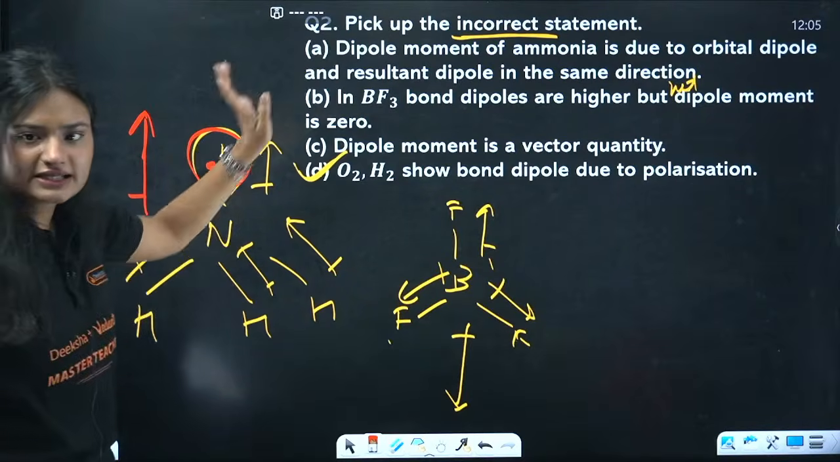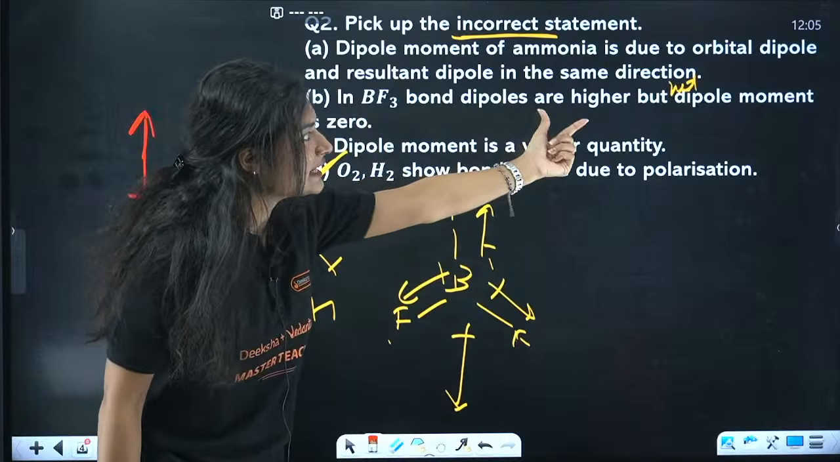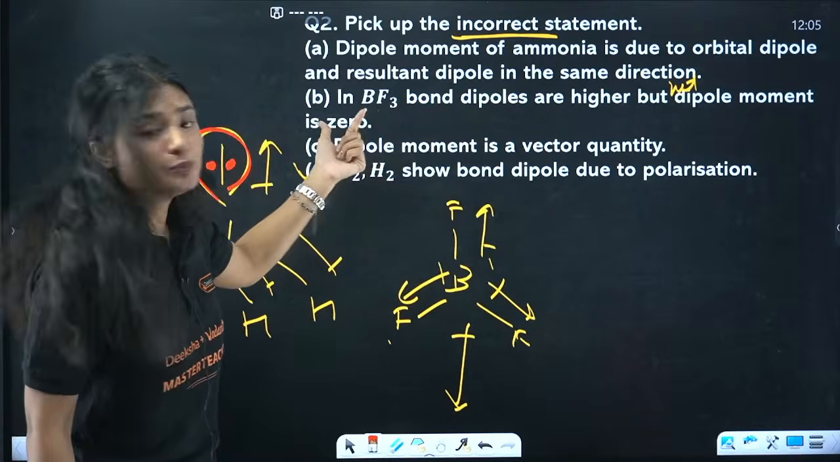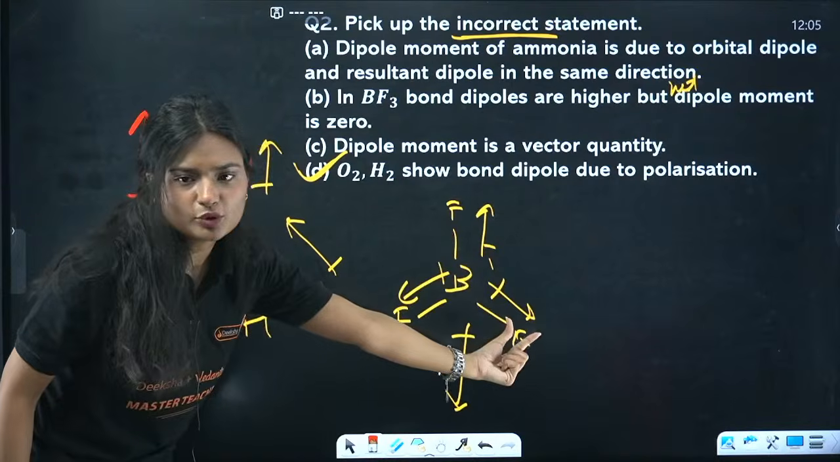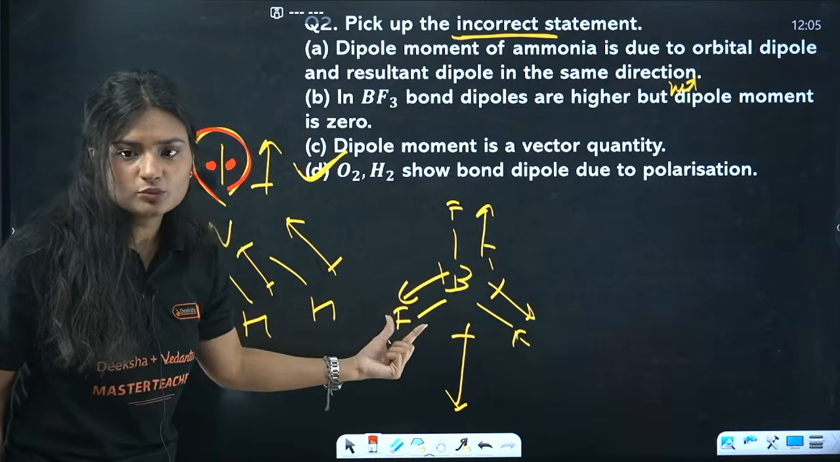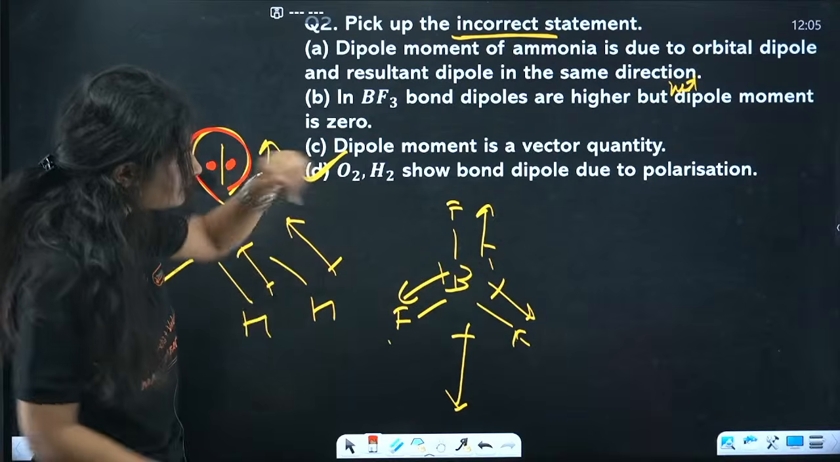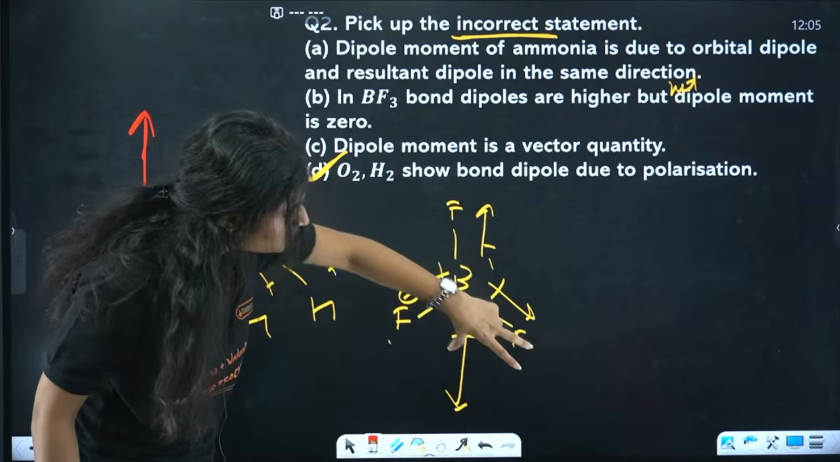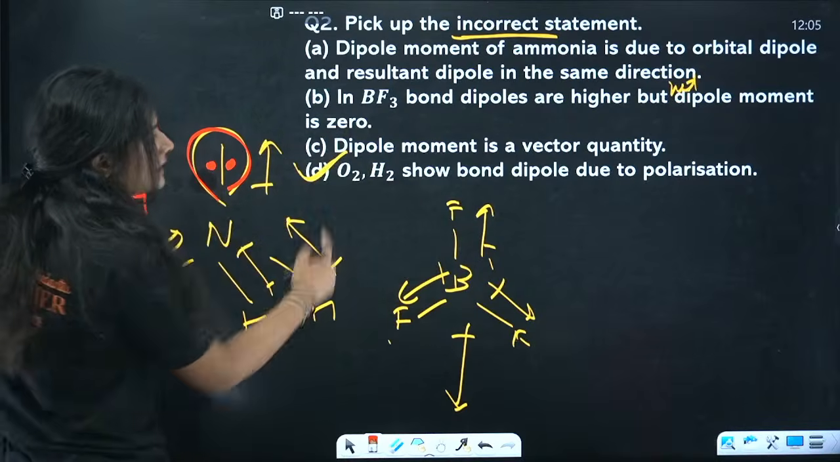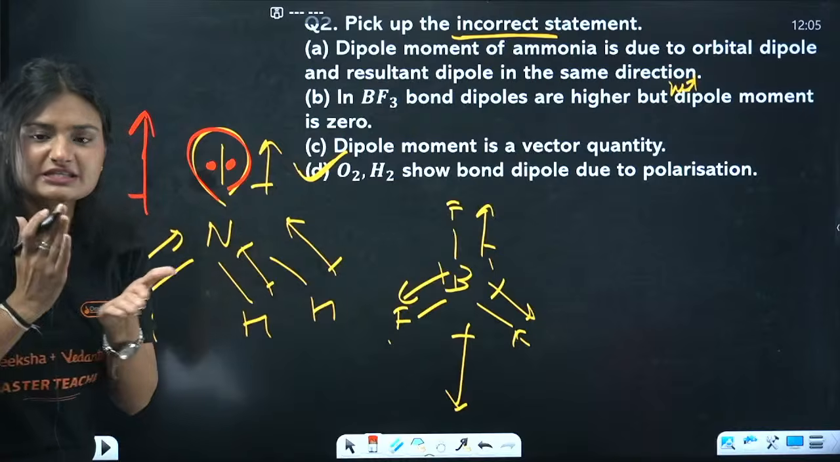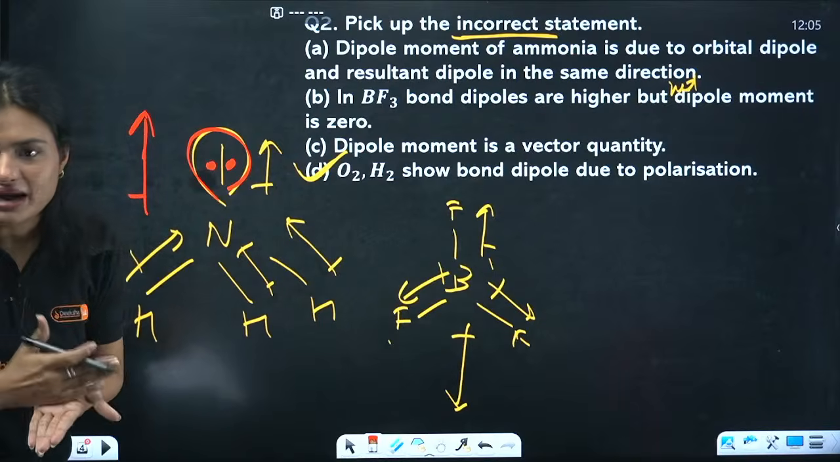Same, correct statement. In BF3, the bond dipoles are present, but the net dipole moment is 0. That is correct. Why? Because in BF3, all three bonds have dipole moments, but the resultant is 0, since the dipole moments of two bonds cancel out with the third bond. So this is also correct. Dipole moment is a vector quantity, yes, because dipole moment has a direction and magnitude.